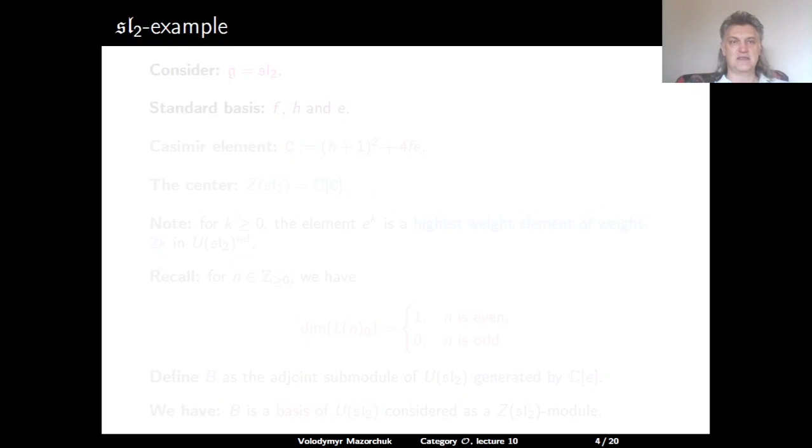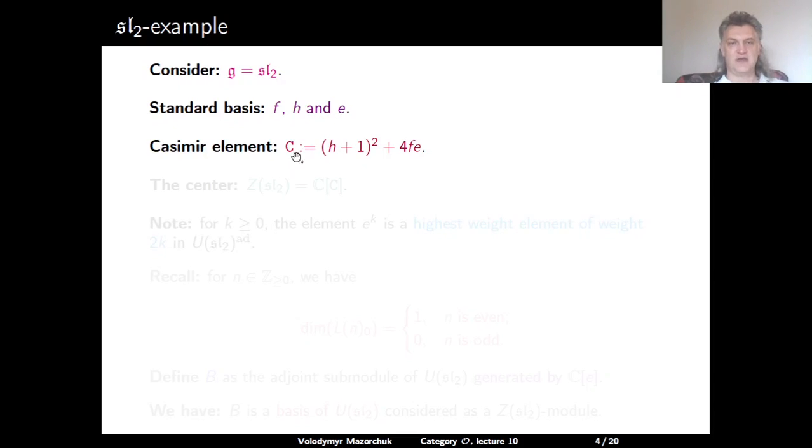Here is an SL2 example illustrating this theorem. If you consider G to be the Lie algebra SL2, it has a standard basis F, H, and E. H is a diagonal matrix, F is a lower triangular, and E is an upper triangular matrix. And we have the Casimir element C in U of G, which is defined as (H plus 1) squared plus 4FE. And we know that the center of the universal enveloping algebra of SL2 is a polynomial algebra in this element C.